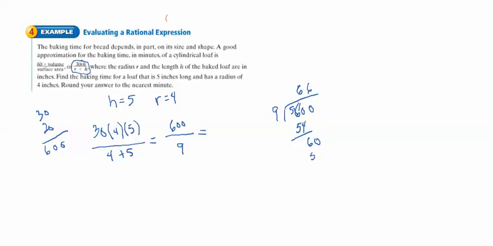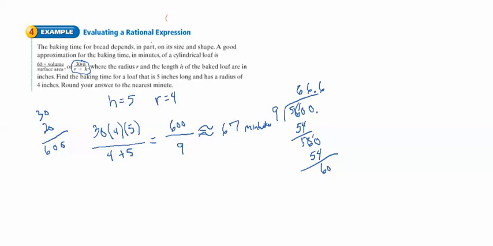We got 54 again. We're going to put a decimal in there. And again, we end up with a 60. So it looks like 6.666, and it says to do an estimation. So I'm going to make this approximation sign, and it's going to be approximately 67 minutes. Okay, so that's how you do that one.